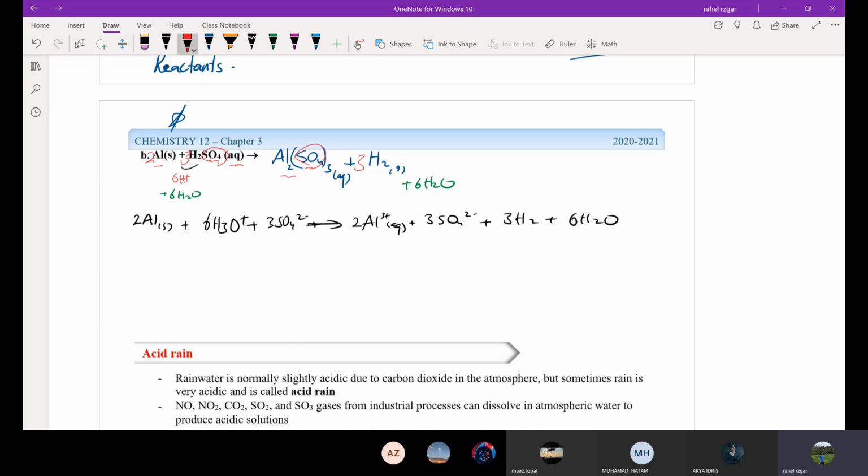As you can see, only SO4 can be cancelled. Only SO4 can be cancelled. And then the net ionic equation would be 2 aluminium plus 6 H3O becomes 2 aluminium ion, 3 hydrogen gas plus 6 H2O. There you go.